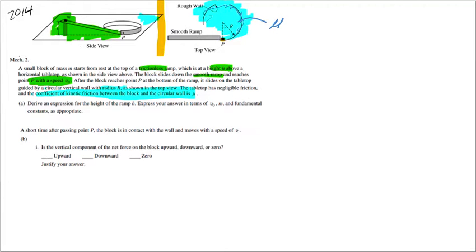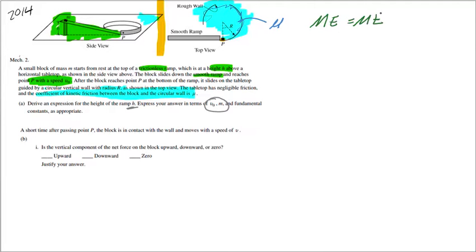A, derive an expression for the height of the ramp h. Express your answers in terms of v naught and m. Make sure you know to do that. And any fundamental constants as appropriate. In mechanics, that's pretty much g for this kind of problem. So in A, let's look. Since this is so perfect and awesome right here, and frictionless, that's a pretty straightforward conservation of mechanical energy problem.